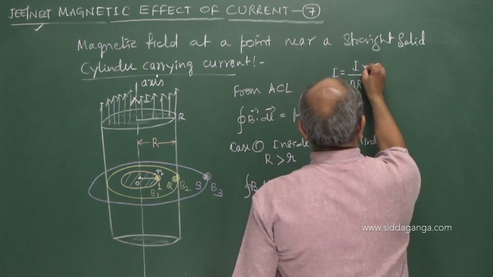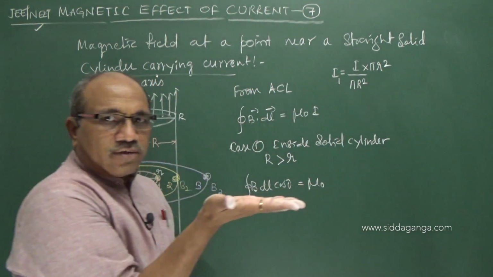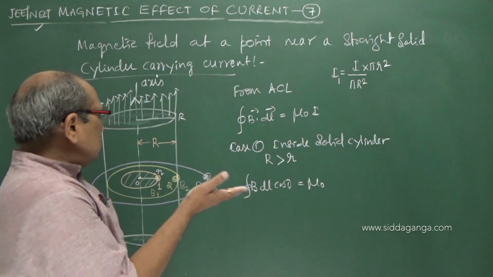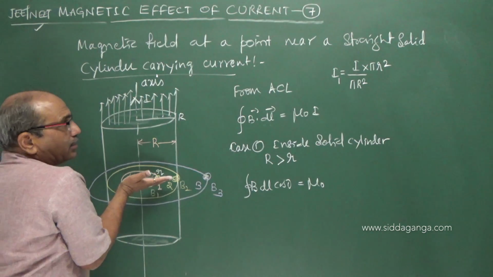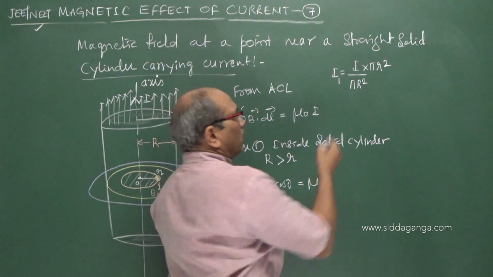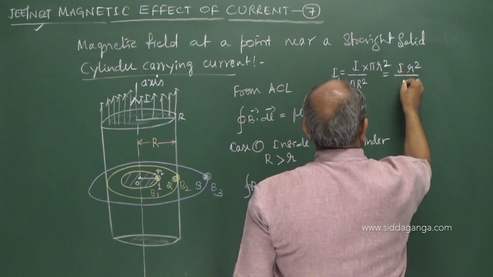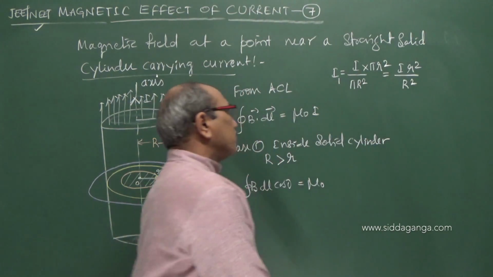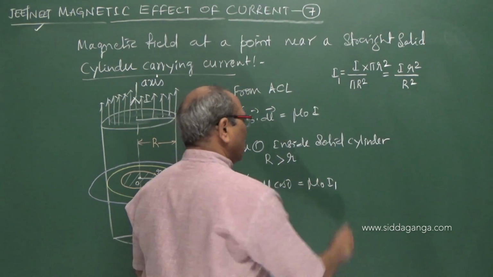So that is multiplied by pi r square. Distribution of current across this surface: bigger circle, pi r square carrying the current I; inner circle carrying the current I1. When I cancel pi and pi, it becomes I r square by R square. This I am writing as I1.